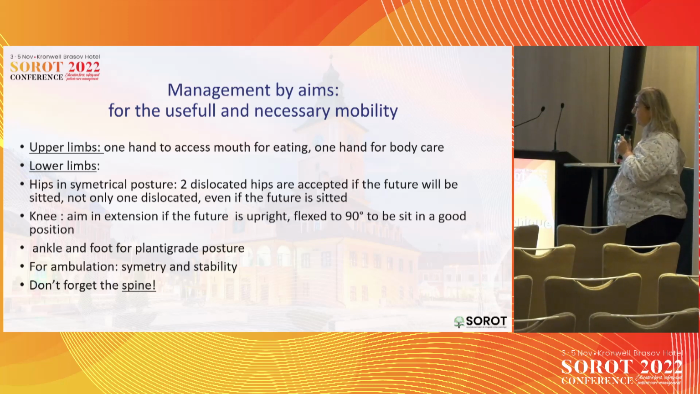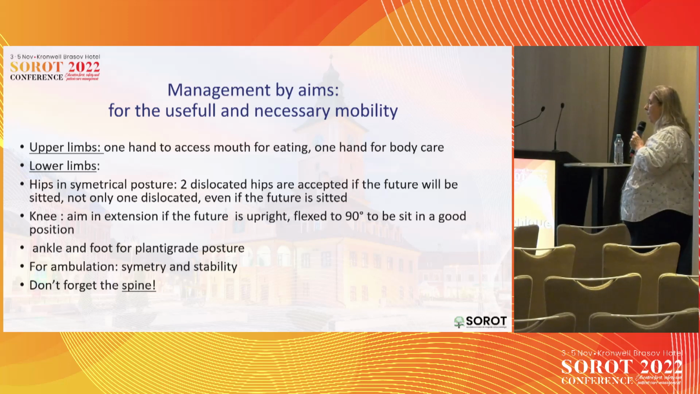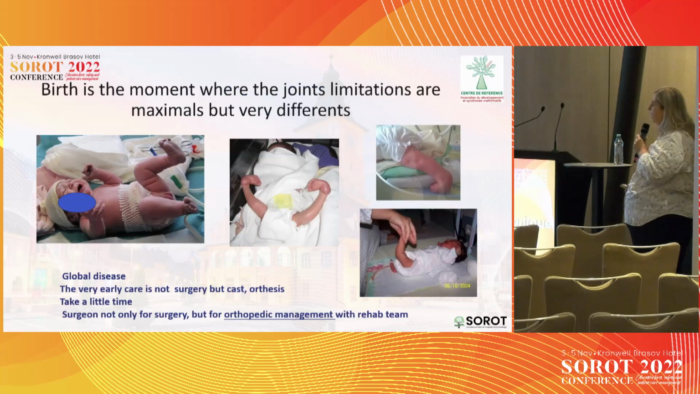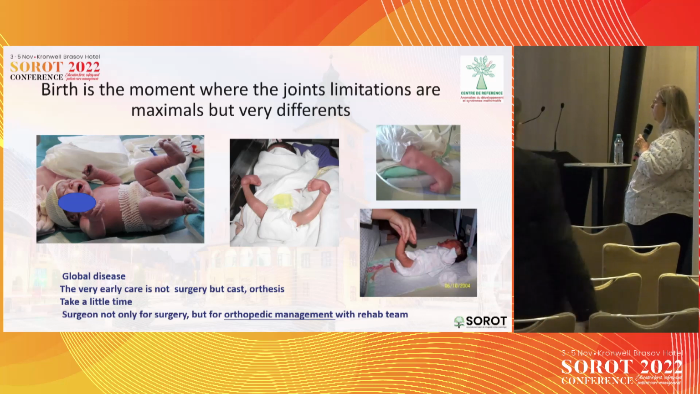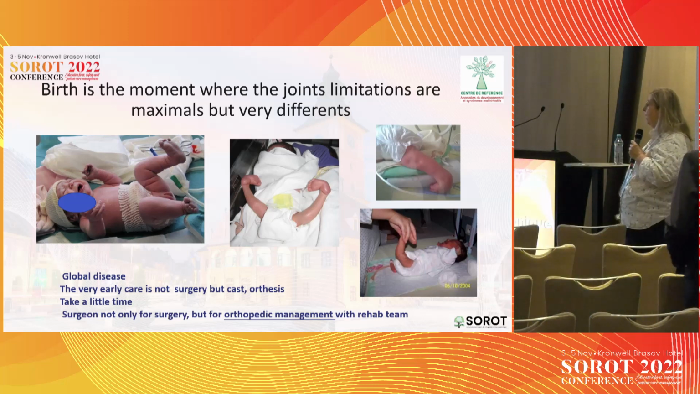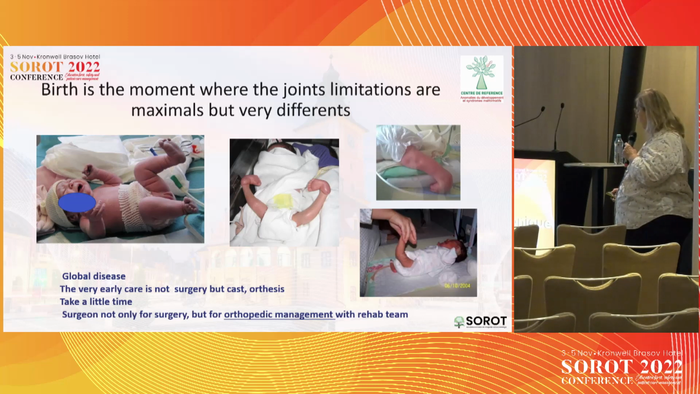For the ankle and foot, the aim is a plantigrade posture, and very often there is no mobility. And don't forget the spine. It's a global pathology, which is the reason why it's arthrogryposis. At birth, it's the moment where the joint limitations are maximal, which is why you have to do a clinical examination. Remember, it's a global disease.